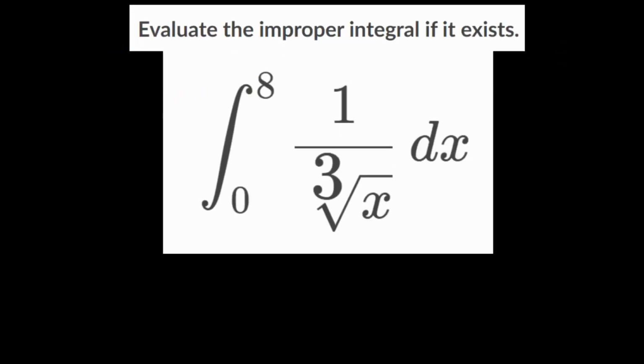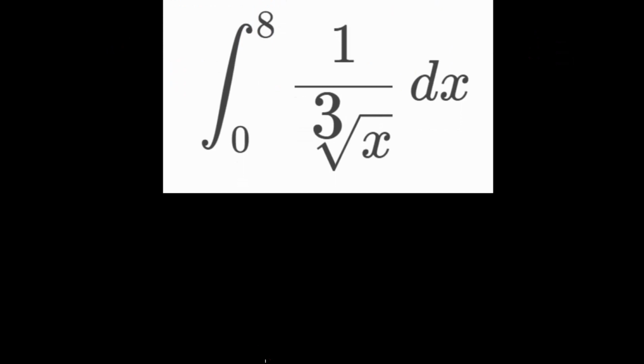Now, assuming that you have attempted the problem, let's start working through it. And you might be able to notice an issue with the domain of this function. We have 1 over the cubed root of x. But if we evaluate x at 0, then we end up with division by 0. So with this function, x cannot be 0, and we are evaluating our integral between the bounds of 0 and 8. So we have a bit of an issue here.